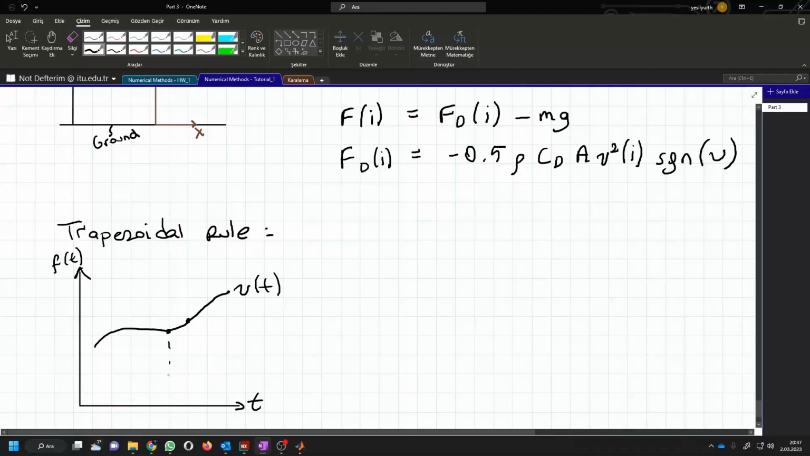The first point is the value of my velocity at time ti. The second point is at ti plus 1, and the corresponding value of my velocity function at those points will be vi, and the second point will be vi plus 1.